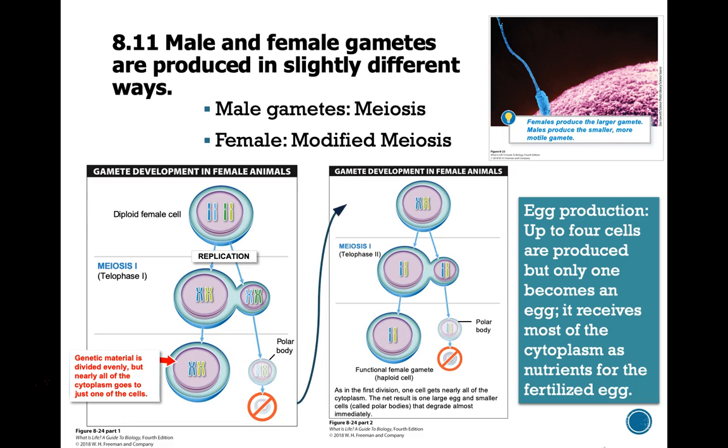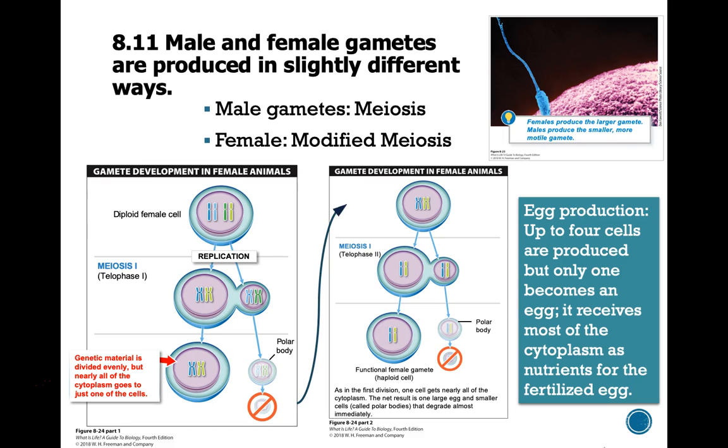So the process of meiosis in sexual reproduction produces male gametes and female gametes. The male gametes are the sperm, and they are basically produced via meiosis exactly the way that I just described. So sperm are made that way. Eggs are made that way with a slight variation.